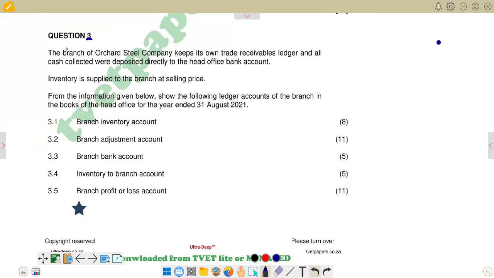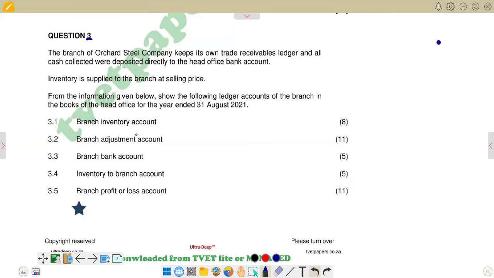So the question reads, the branch of Orchard Street Company keeps its own trade receivables ledger, and all cash collected was deposited directly to the head office bank account. Then inventory is supplied to the branch at selling price. The next paragraph, from the information given below, shows the following ledger accounts of the branch in the books of the head office for the year ended 31 August 2021.